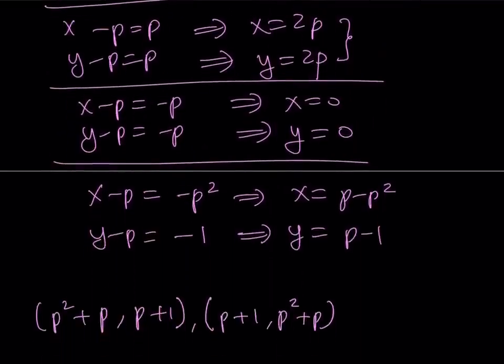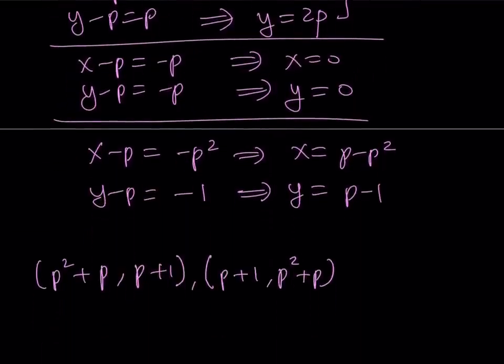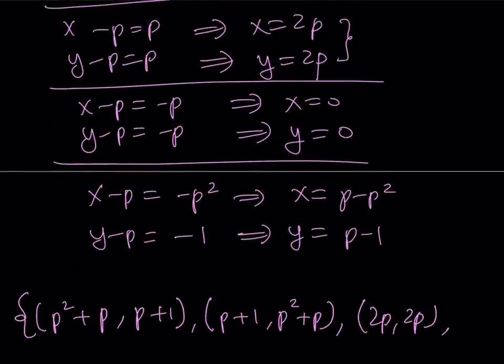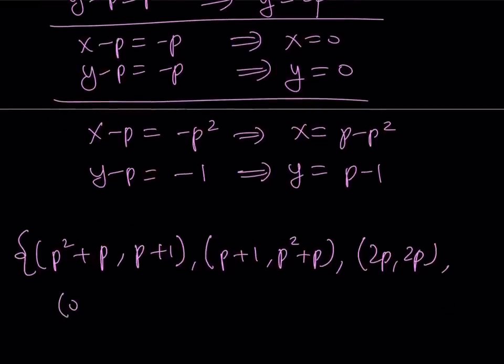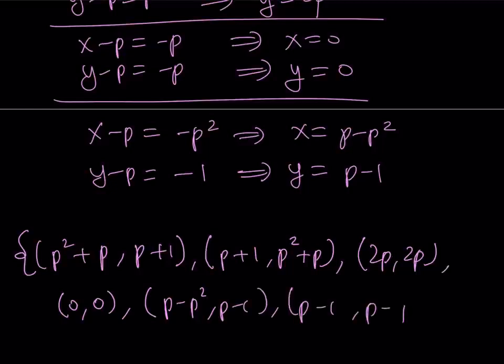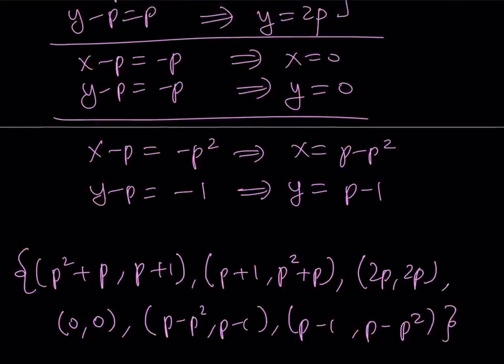My second ordered pair is going to be (2p, 2p), but they don't switch around because it's going to be the same thing. So I got (2p, 2p), and this is going to be my solution set. And then we got (0, 0). Again, they're not going to switch around, so it's just going to be (0, 0). And then we got the last one, which is (p minus p squared, p minus 1), or (p minus 1, p minus p squared). And those are going to be all the solutions to this equation.